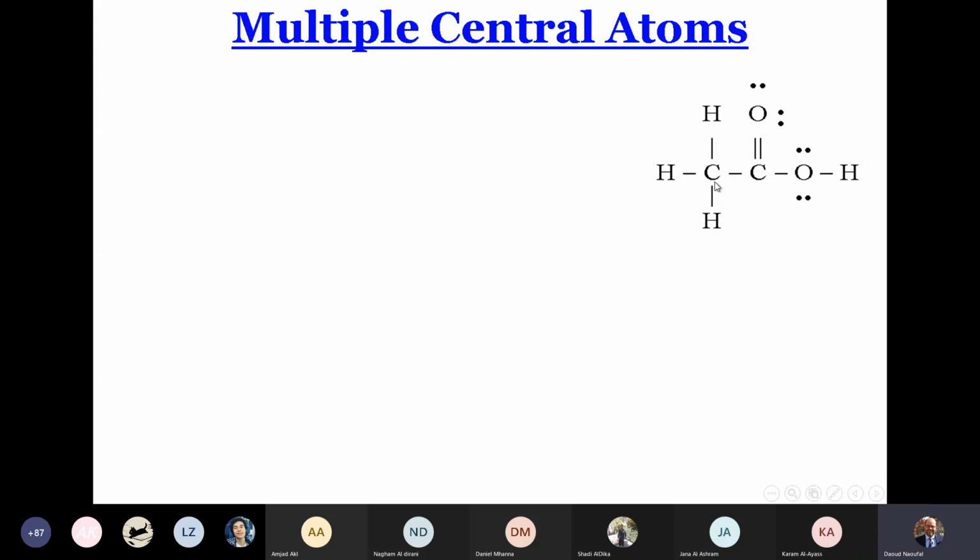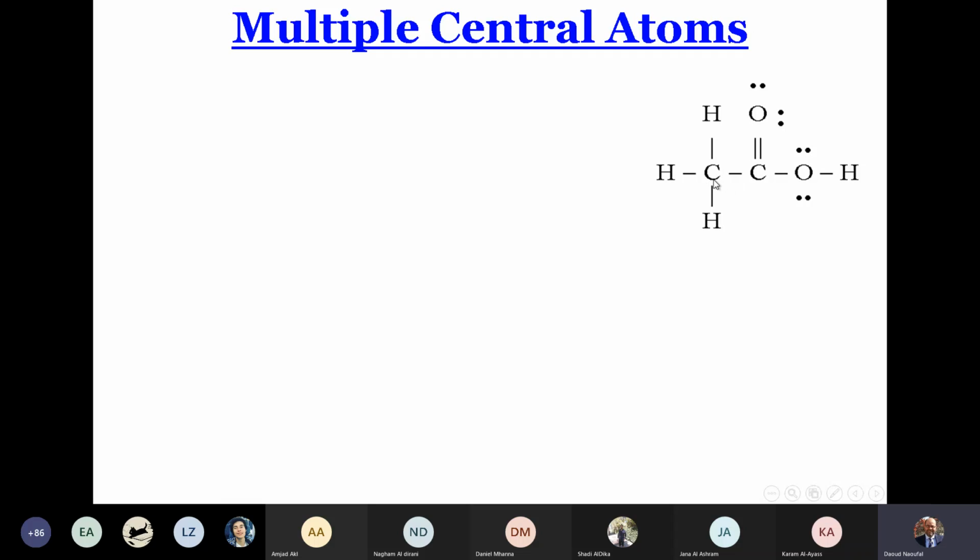The first central atom is carbon. We have another central carbon. We have another central oxygen. So in this case, how do we find the geometry? We have 3 centers with respect to the outer atoms. If we have this example, we look to find the geometry for each central atom as if it was separated.